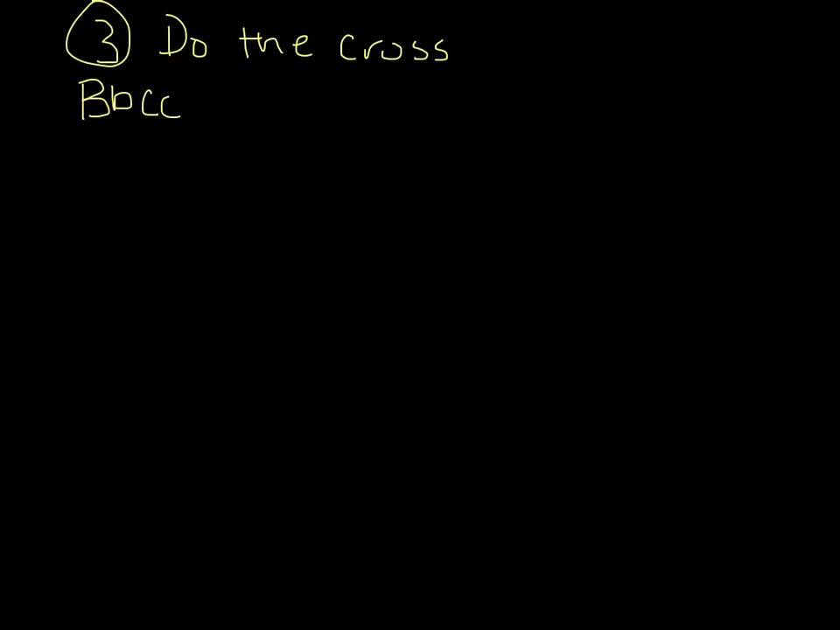Step number 3 is to actually do the cross. So do the cross. And what we're going to do is I'm just going to write these up here for reference. So big B, little c, that was parent 1, crossed with big B, little b, sorry, big C, little c.